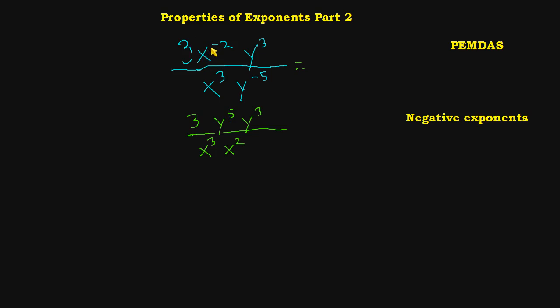Negative exponents allow you to move from the top of the fraction to the bottom and then change sign, or from the bottom of the fraction to the top and then change sign. So this guy's moving down below and changing sign. This guy's moving to the top and then changing sign. Those are just properties of negative exponents. All right, next, let's try to combine things together.